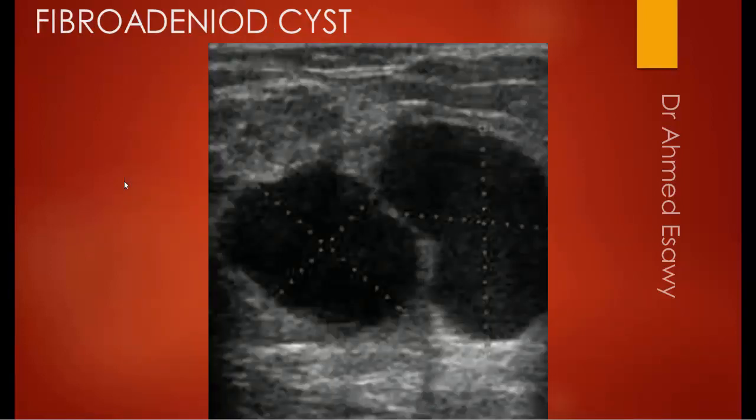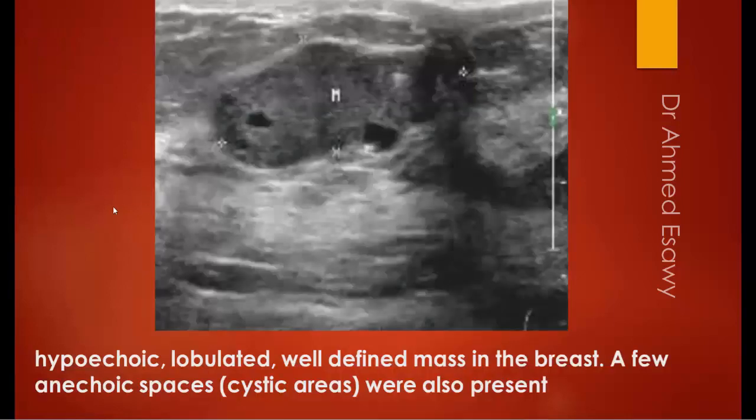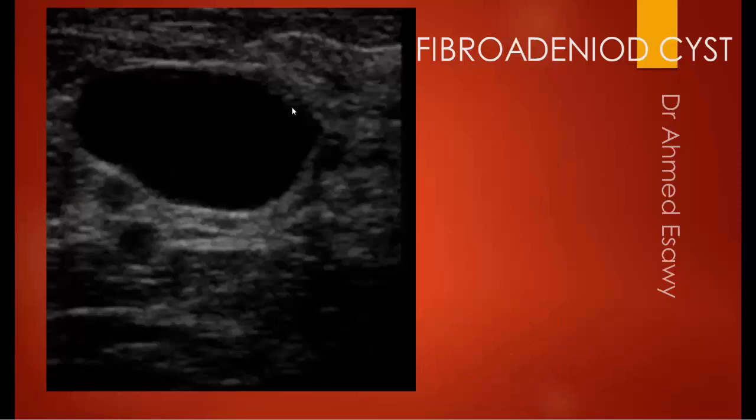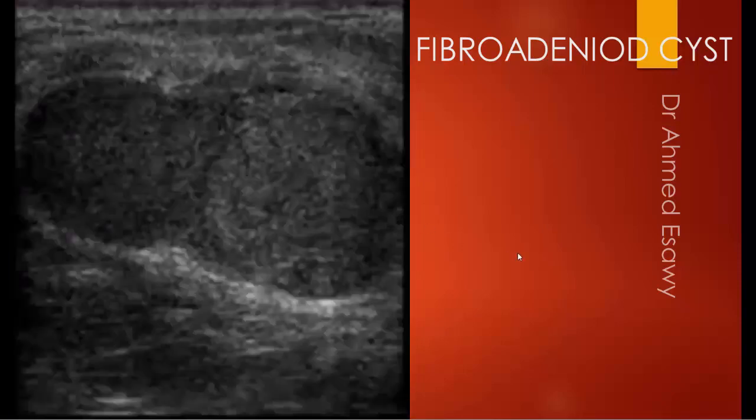Fibroadenoid cystic change in fibrocystic change disease, fibroadenoid cyst. A hypoechoic lobulated well-defined mass in the breast. A few anechoic spaces, cystic areas, are present. This is fibrocystic change in the breast, presenting as a hypoechoic or echogenic area or mass-like lesion. Cystic change, fibroadenoid cyst in fibrocystic change disease.